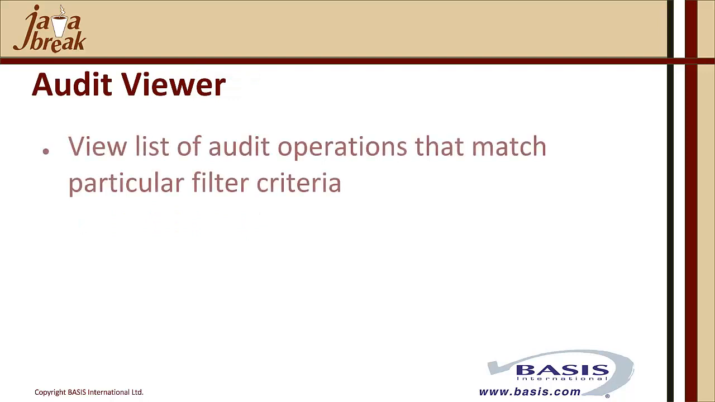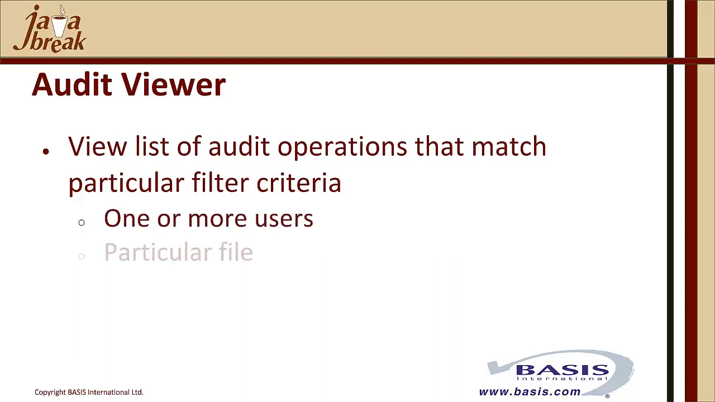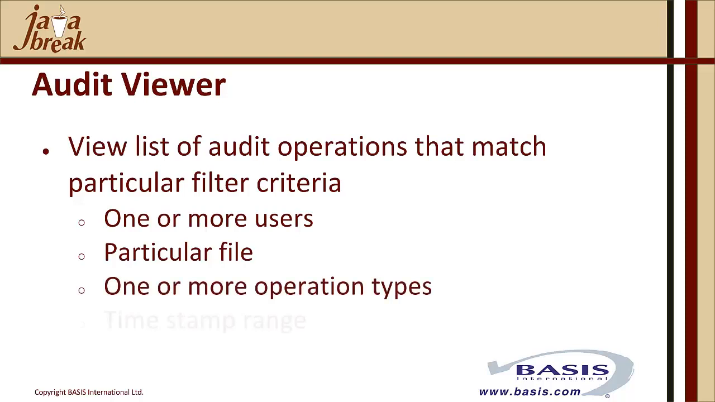Let's talk about the Audit Viewer. You can view a list of the audit operations that match a particular filter criteria, so date and timestamp, user, or particular record or file operations that were taken place. So one or more users, particular file, one or more operation types, and a timestamp range.